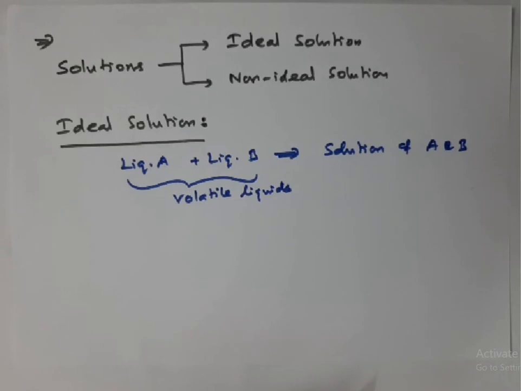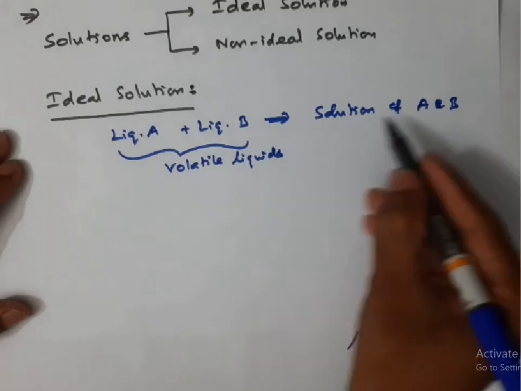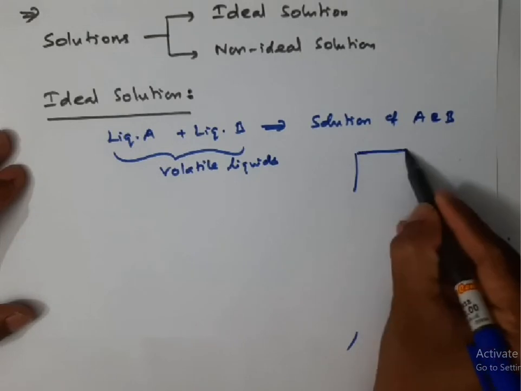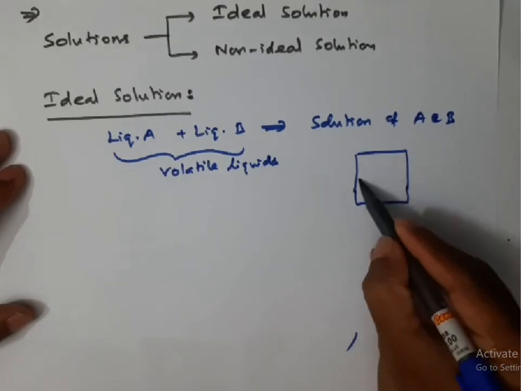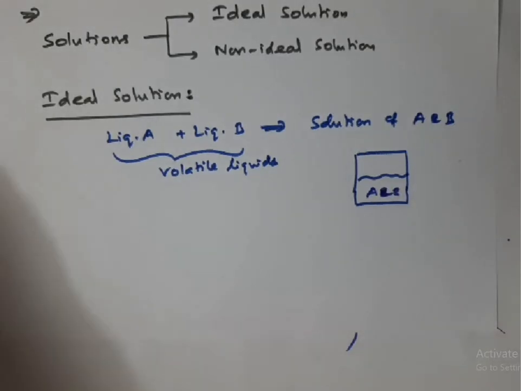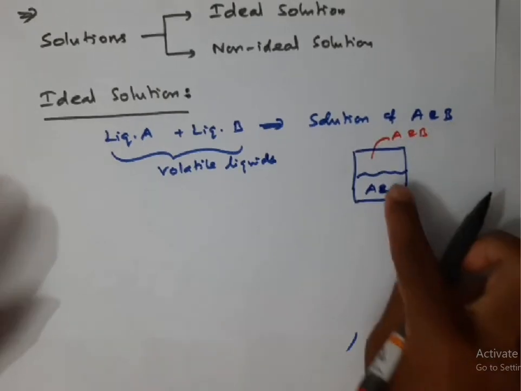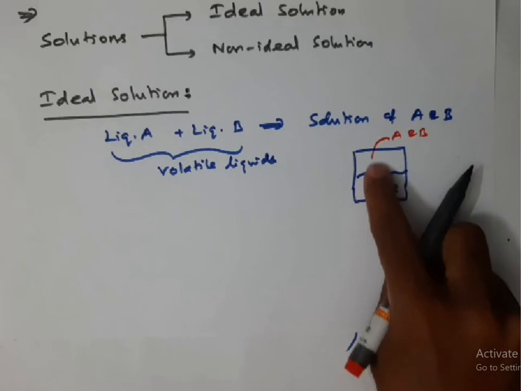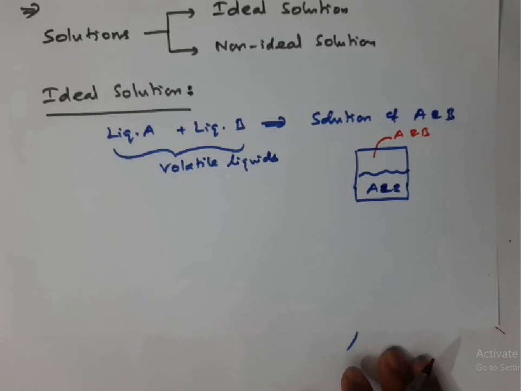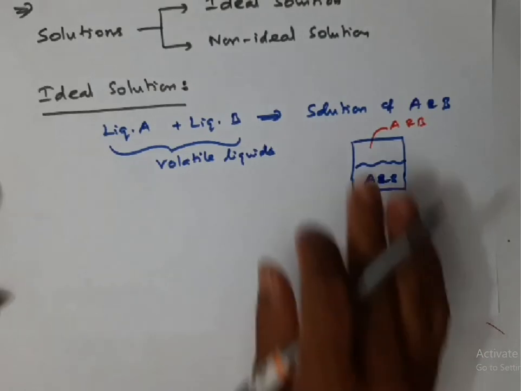Now, what is the total vapor pressure? We have a solution which consists of A and B in the liquid phase, and A and B also there in the vapor phase. Both liquid A and B evaporate and occupy the empty space. So vapor also consists of A and B, liquid phase also consists of A and B. That's the meaning. So we have a solution.